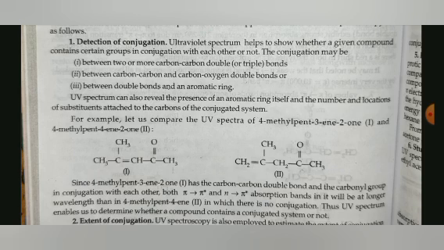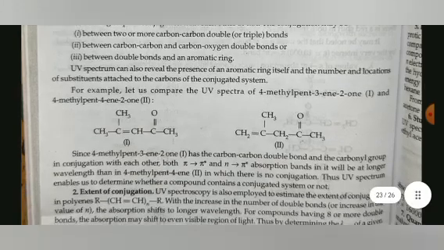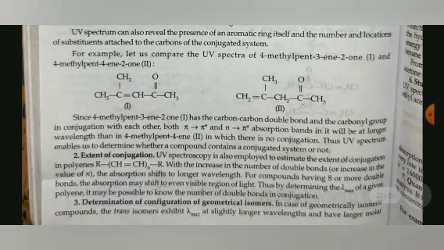For example, let us compare the UV spectrum of 4-methylpent-3-en-2-one and 4-methylpent-4-en-2-one. Since 4-methylpent-3-en-2-one has the carbon-carbon double bond and the carbonyl group in conjugation with each other, both the pi to pi star and the n to pi star absorption bands in it will be at longer wavelength than in 4-methylpent-4-en-2-one, in which there is no conjugation. Thus, UV spectrum enables us to determine whether a compound contains a conjugated system or not.